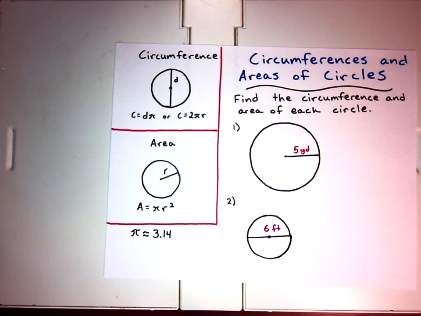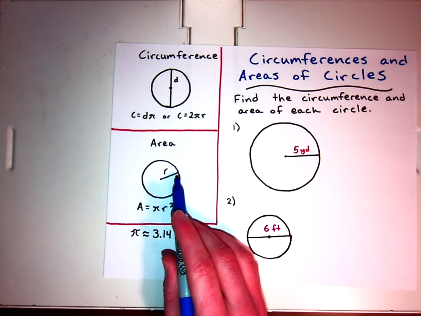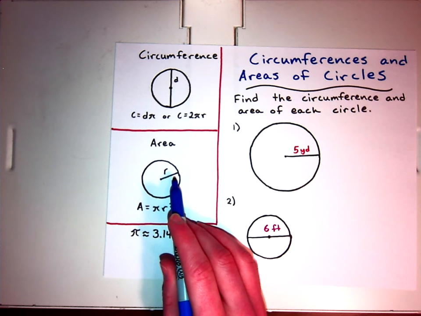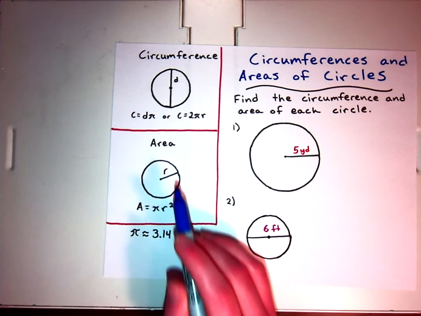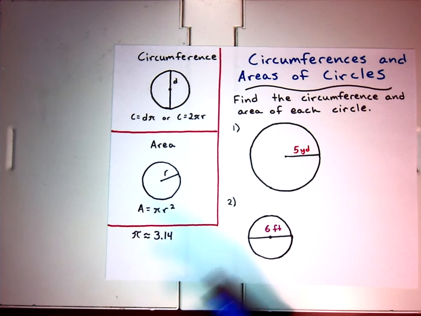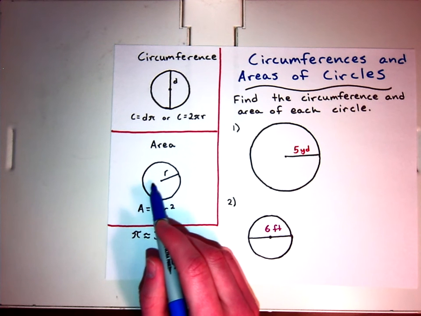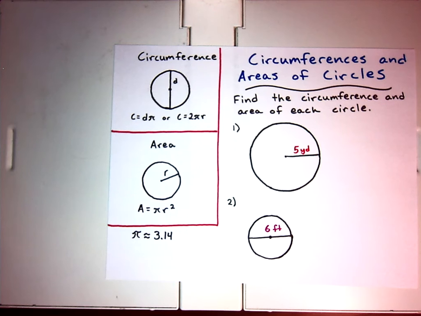The R represents the radius. The radius extends from the center of the circle to the edge, but it doesn't go from one edge to the other edge of the circle. It's just from the center to the edge. That's the radius. Now, the diameter is twice the length of the radius, right? Because it's really just two radii put together. So the diameter is twice the radius, or the radius is half the diameter.